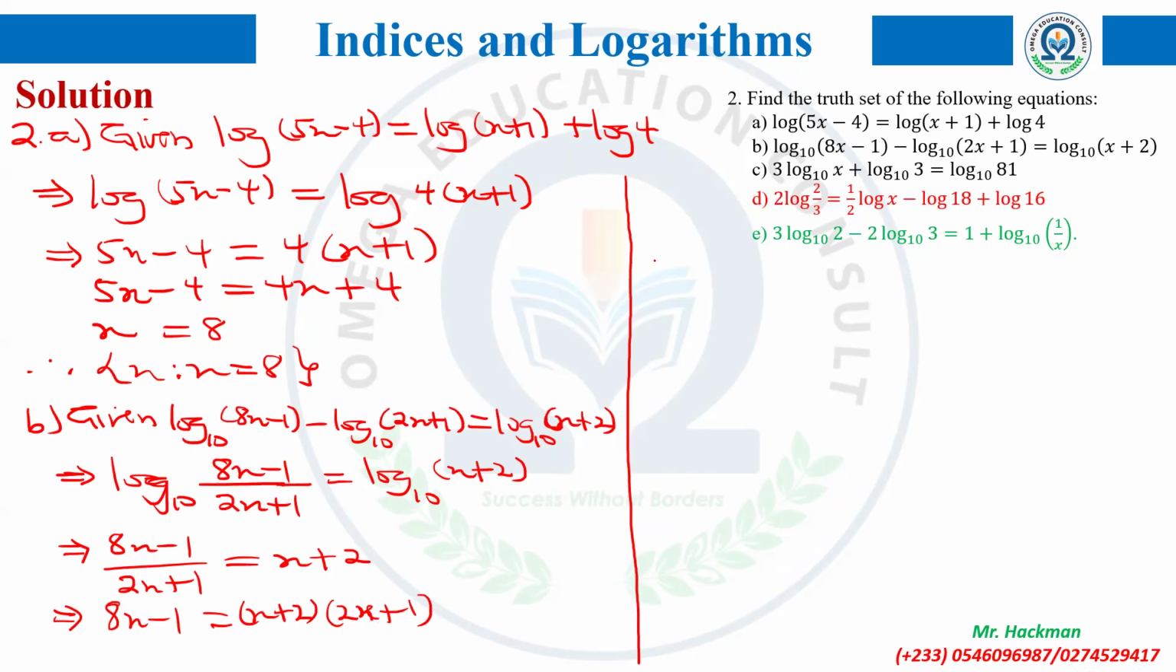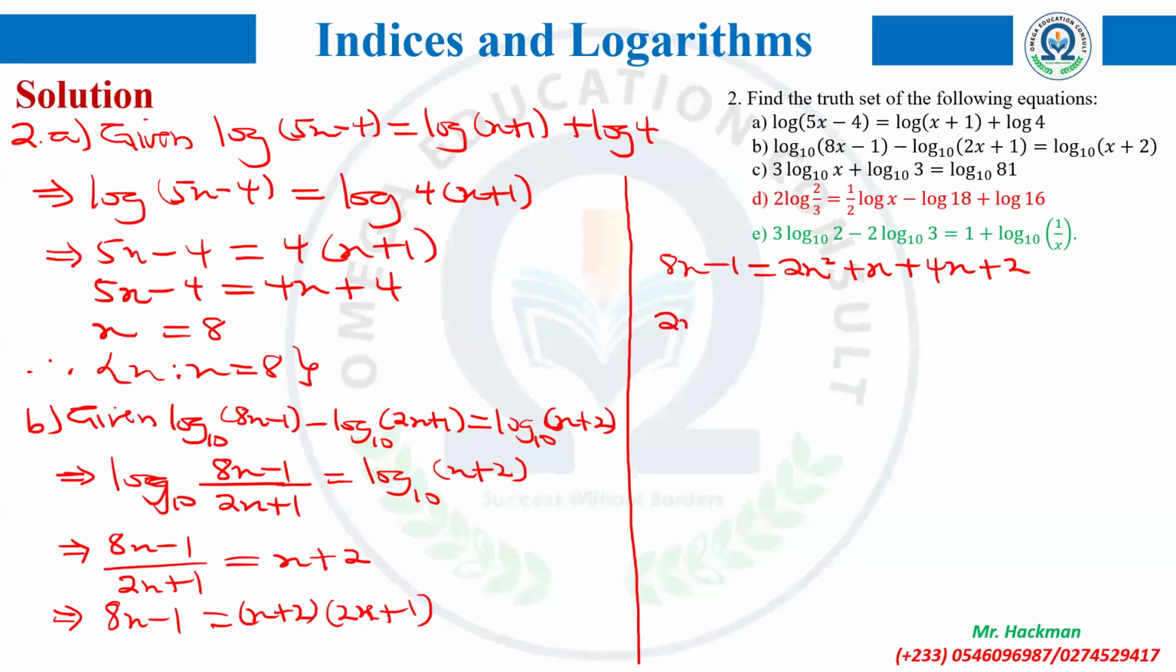So I'm going to get 8x minus 1 is equal to, if I expand this, 2x squared plus x, then plus 4x, then plus 2. Obviously we have a quadratic equation at hand. The x squared term here is positive, so I have to move these two terms to the other side. In my mind I'm moving to the side, but I'm writing whatever I need to write here.